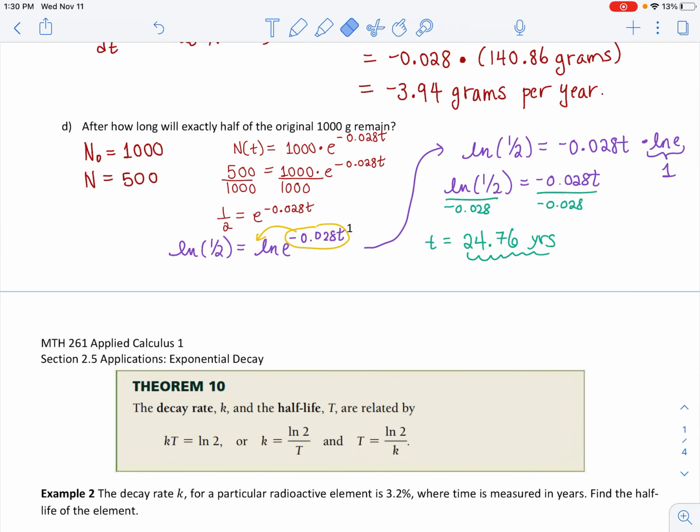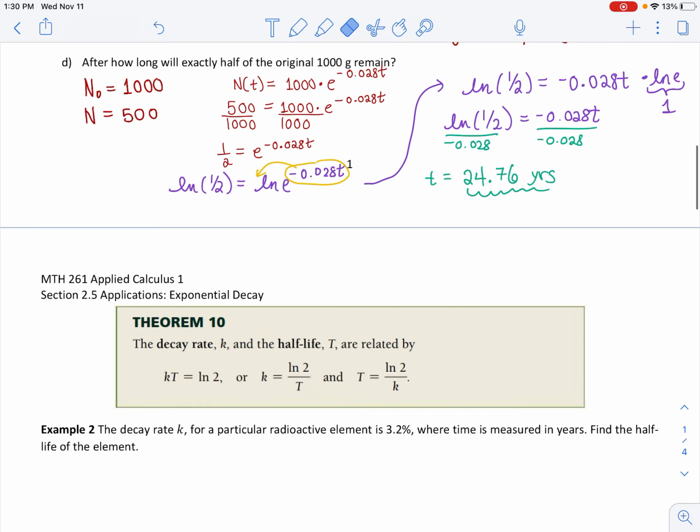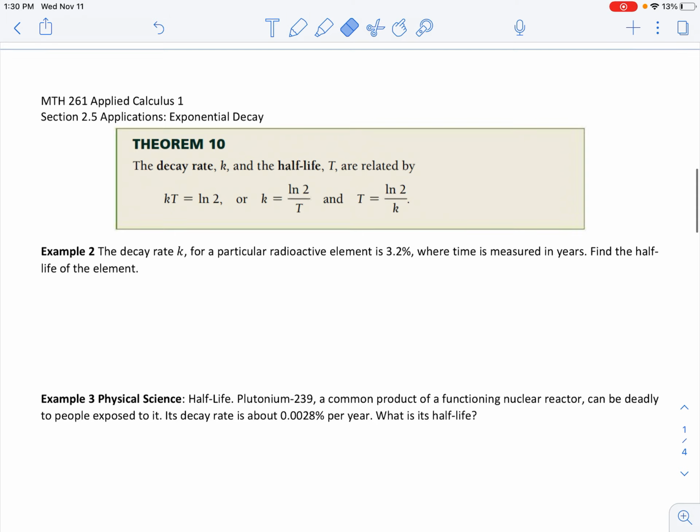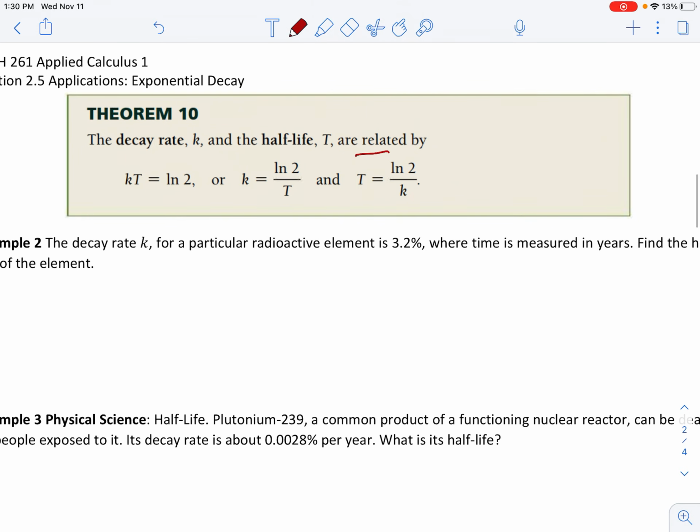Okay? So wait, hold on a second. I think I got a, oh yeah, theorem 10. The page right next to it. Let me erase this because we got it all right down here. So theorem 10, and there's a nice box organizing a formula for decay rate k and half-life. So if they're asking for half-life, this is going to be the half-life. You can do this, ln 2 divided by k, or t equals ln of half divided by negative k. Both are going to give you the half-life.